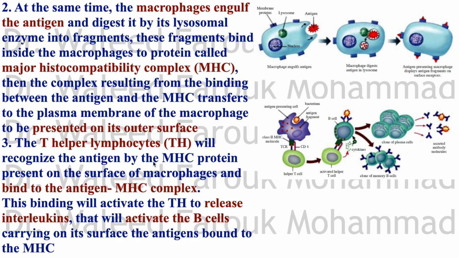T helper cells will recognize the antigen and the major histocompatibility protein, what is so-called the antigen major histocompatibility complex, and bind them. This binding will activate T helper cells to release interleukins. So the T helper cells here, after they recognize the pathogen, which is now fragmented and turned into antigen with major histocompatibility complex, bind with it, ترتبط معاه، وبعدين تبدأ تفرز interleukins.